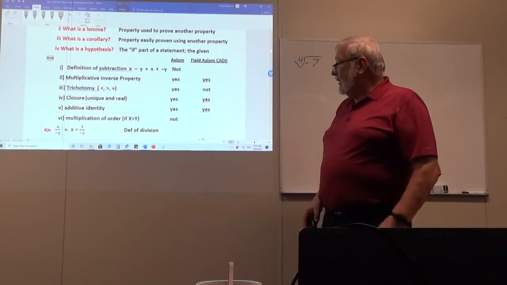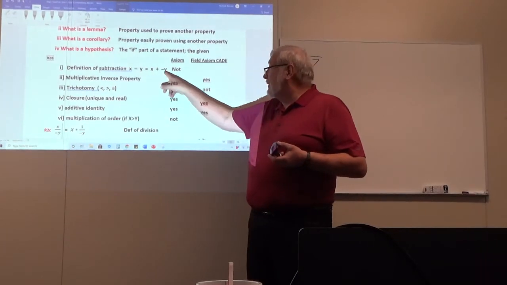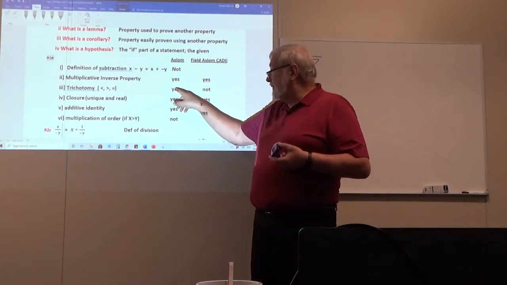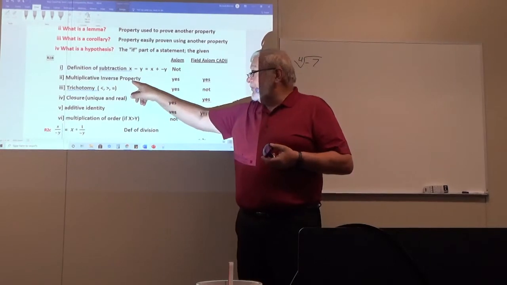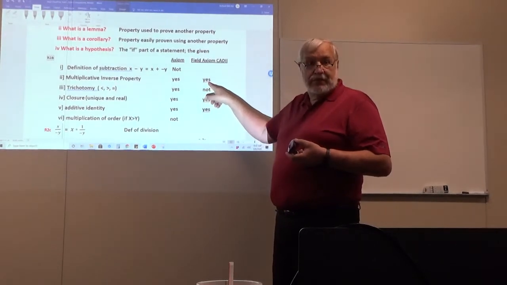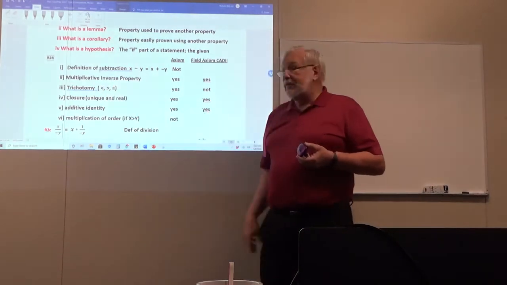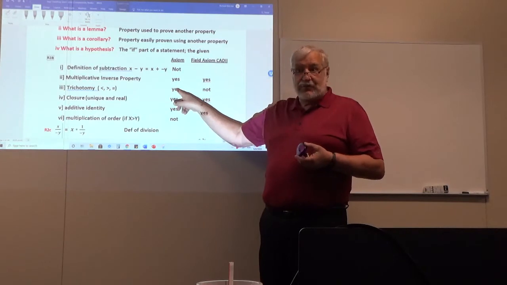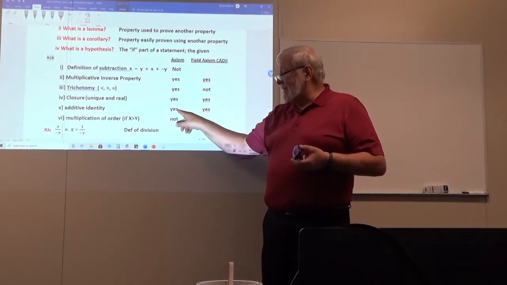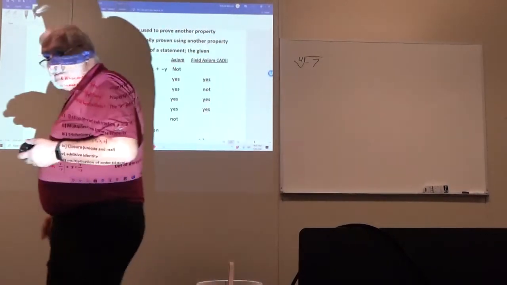Okay, here's 2B. The definition of subtraction is a property, it's not an axiom. The multiplicative inverse property, inverse, right? That is an axiom, and it can be used to prove other things. The trichotomy, something is either greater, it's less, or it's equal, right? That's an axiom because it's used to prove other things. Closure is an axiom. The additive identity property is an axiom because it can be used to prove other things. And the multiplicative order is not an axiom.